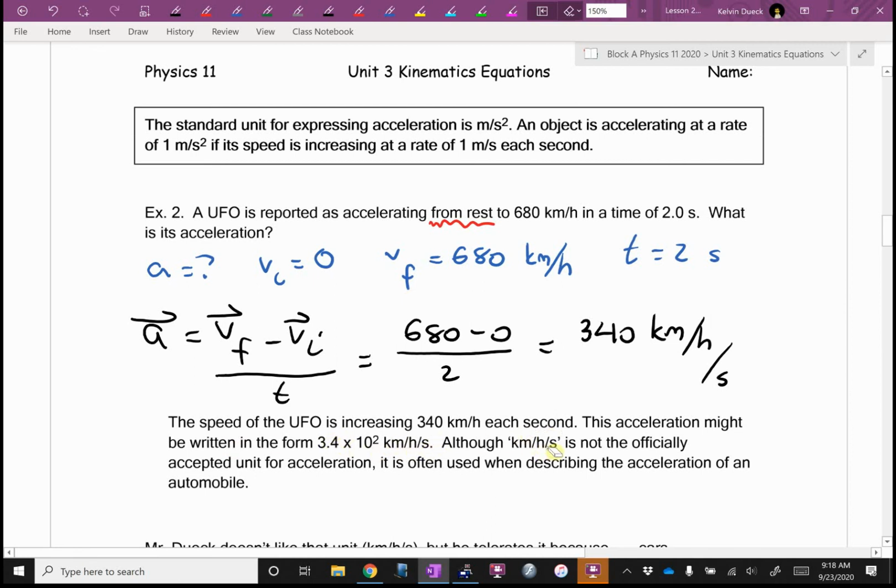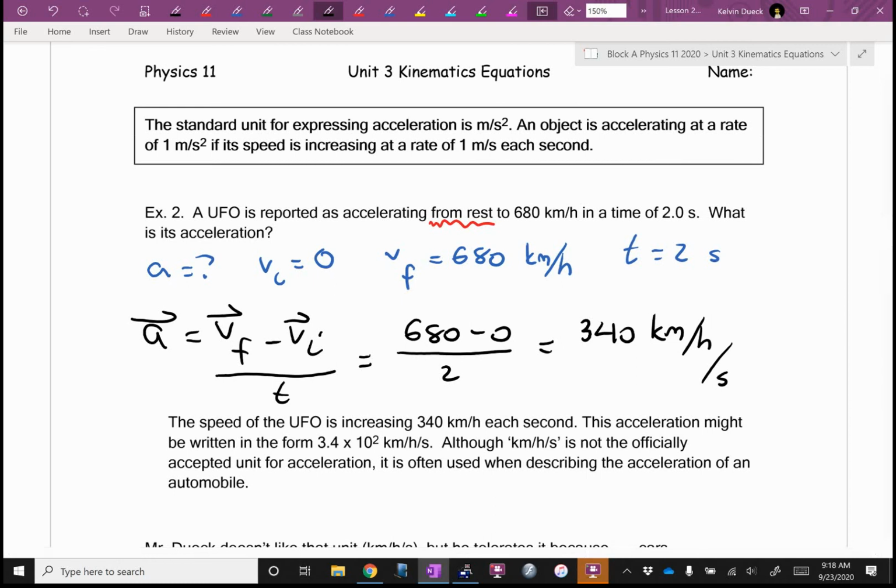Although kilometers per hour per second is not the officially accepted unit for acceleration, we often use it when we're describing the acceleration of an automobile, but I gotta be honest, I'm not a fan. I'm trying to remember, there might be one question in the homework where it asks for it in kilometers per hour per second. Normally, I would say to you, convert this to meters per second. How would you convert that to meters per second?